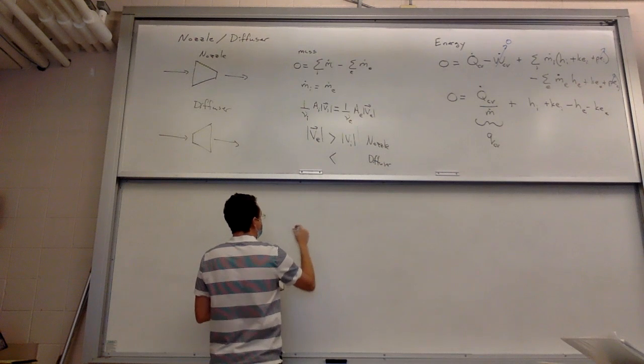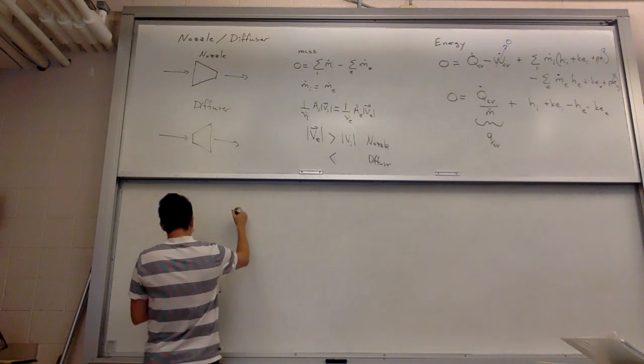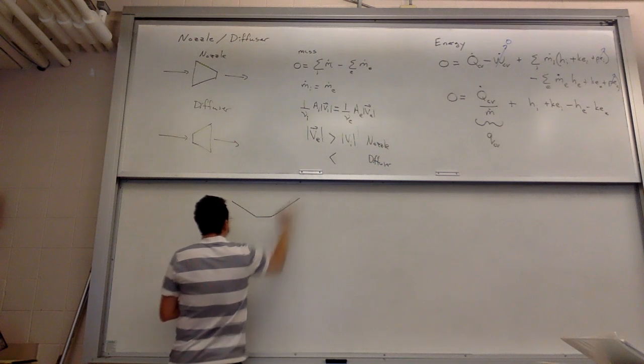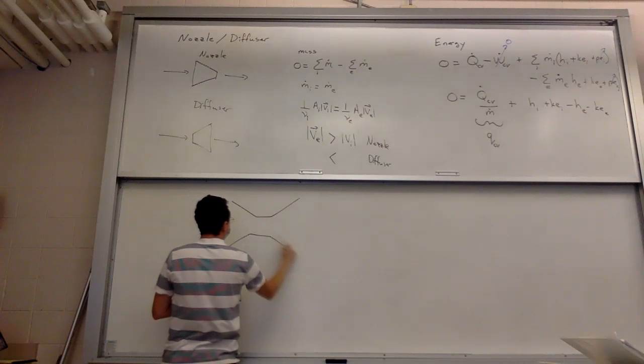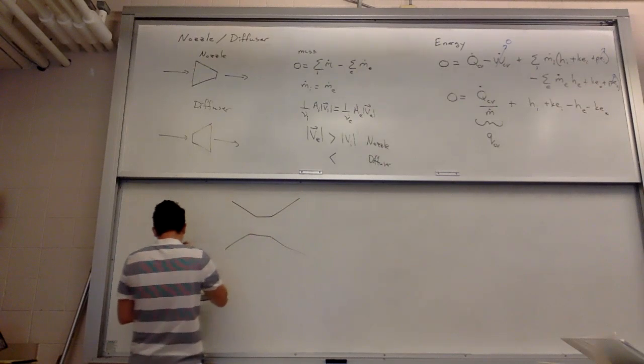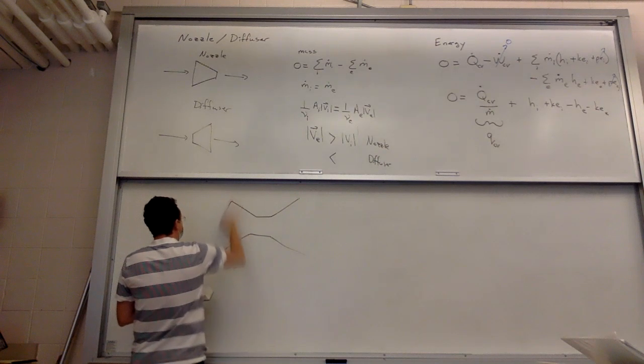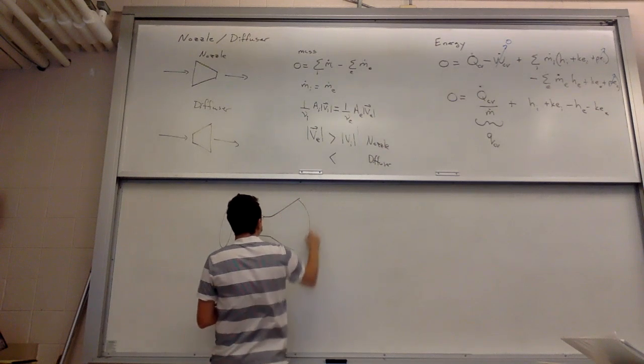I'll put the problem on the board. So the picture is like this. So we have something like this, like that. There's some area at different points, and I don't know the sizes of things.